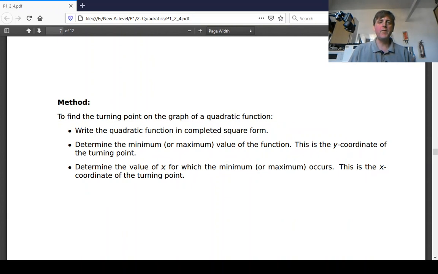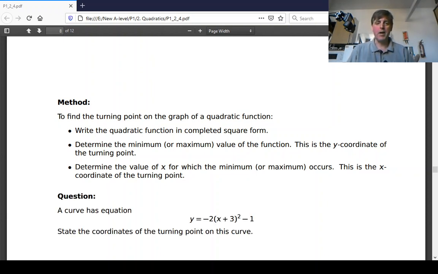And here's the method of finding where that turning point is. We need to use that completed square form for our quadratic. So the first thing we will do is write that quadratic function in completed square form. Then we're going to work out that minimum value of the function, or sometimes a maximum value of the function. That's going to be the y coordinate of the turning point. And then the value of x, which gives us that minimum or maximum, is the x coordinate of the turning point. Have you got the idea?